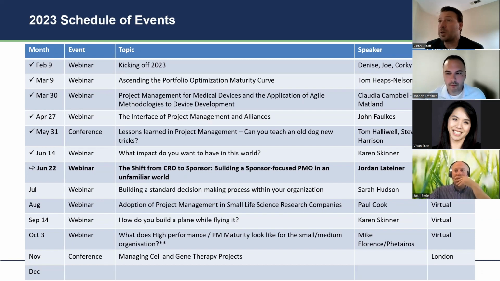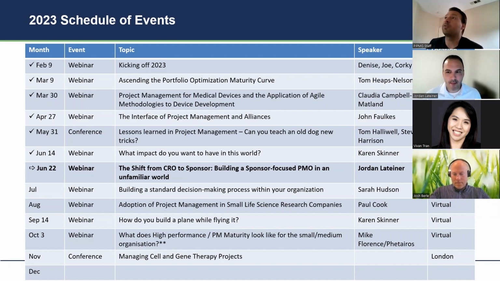Towards the end of the year, we have more presentations: how to build a plane while flying it, again with Karen Skinner, and then building high performance teams and assessing your PM maturity, with Mike Florence from Pateros. And keep in mind, there is another conference at the end of the year in London. This one's about cell and gene therapies. So if you're in that space or interested in that space, be on the lookout for future registrations. So a lot going on this year. It's very exciting. And now we'll turn towards Jordan in our presentation today.